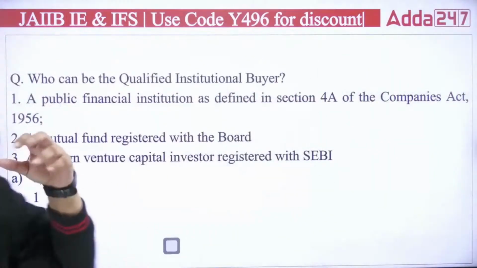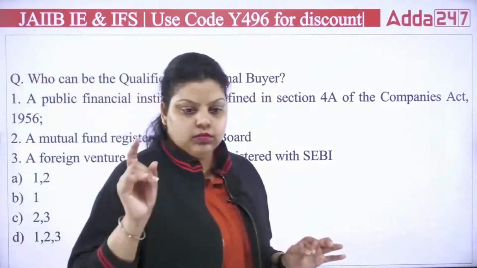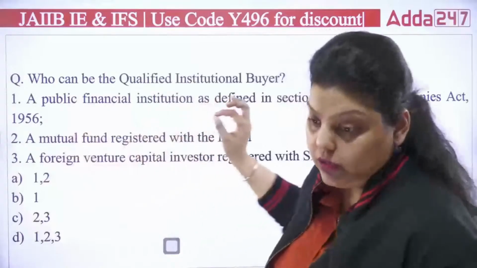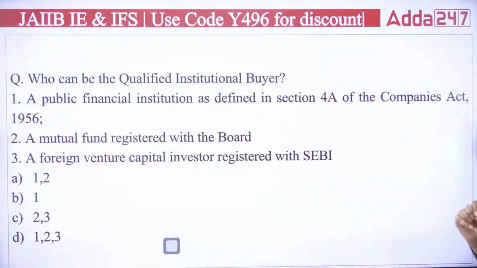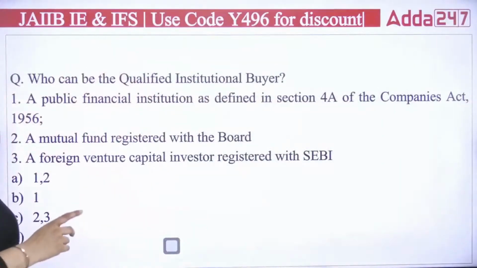First is saying a public financial institution as defined in section 4A of the Companies Act. Second, a mutual fund registered with the board. Third, a foreign venture capital investor registered with SEBI. Qualified institutional buyers are those buyers who actually participate in your qualified institutional placement. So the right answer will be C and D, two options are coming. Actually, it's D. All are correct. All can become the qualified institutional buyer.